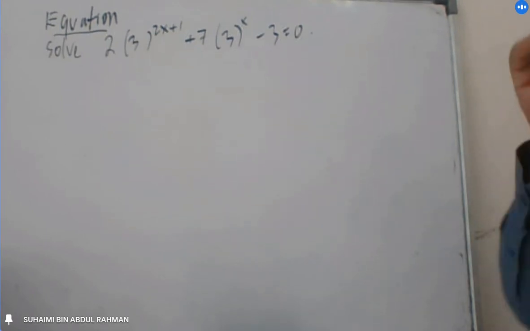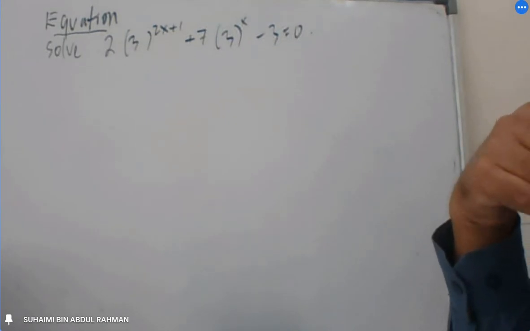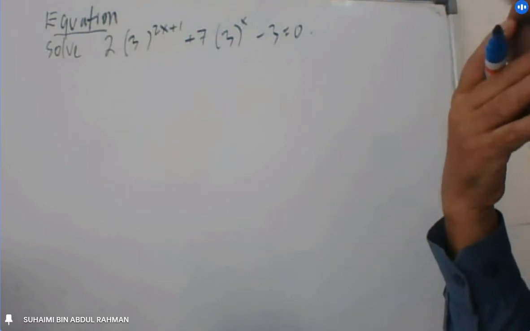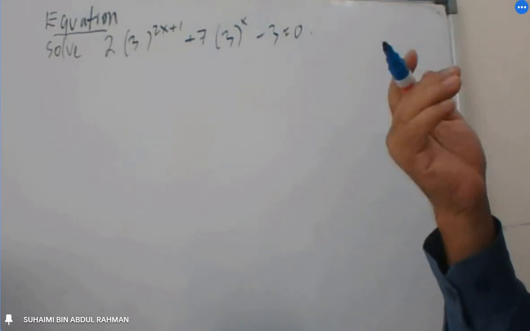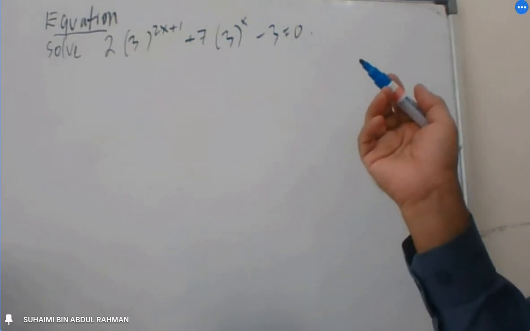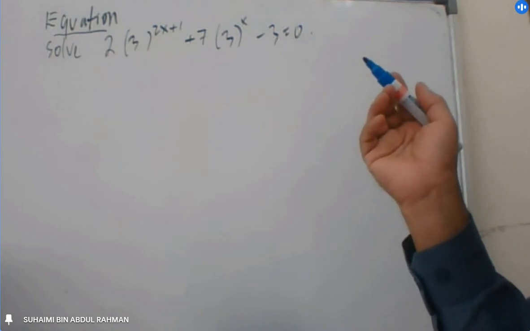How do we make the first one? We need to use the laws of index, which is the laws of exponents here. Now we concentrate on the equations of exponents first, before we go to the equations of logarithms.